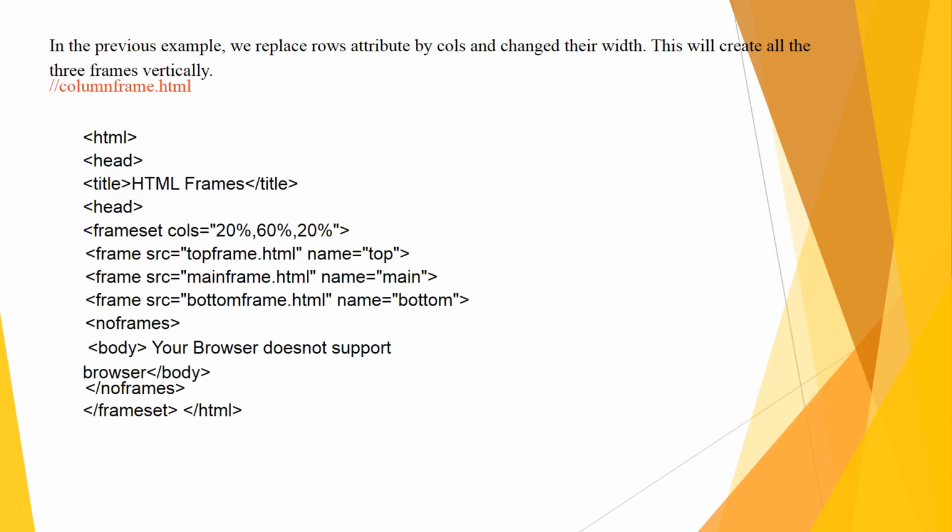Let us see this. In the previous example, we replace the rows attribute by columns and change their width. This will create three frames vertically. Width also we change here, 20%, 60%, 20%. If you don't want to change, we can use 25, 50, 25. Your wish. Only change the rows attribute, and how will this document display in the browser? We'll see.